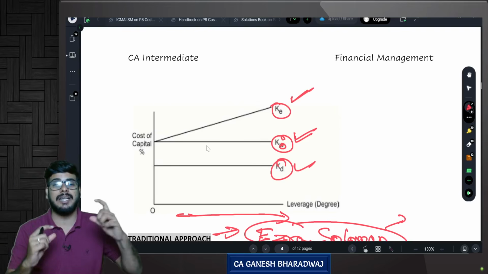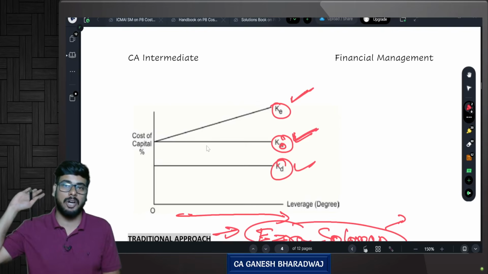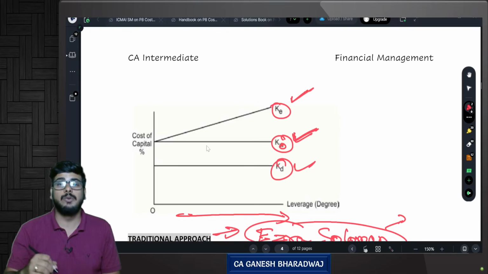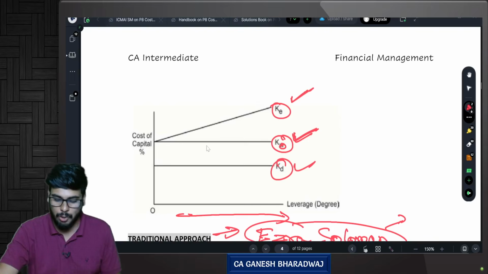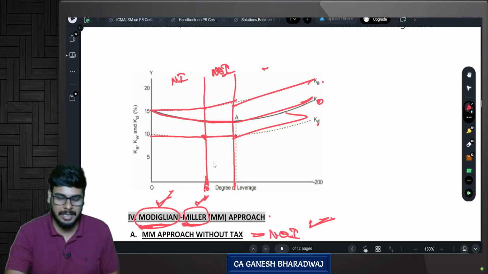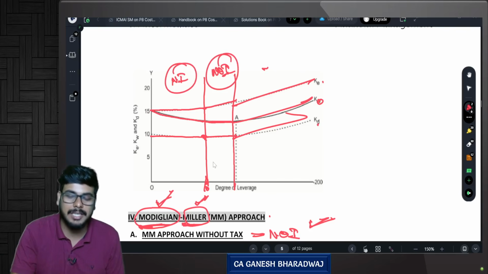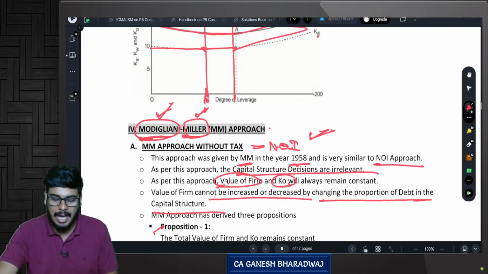But this advantage and disadvantage are exactly getting offset in such a way that your KO remains constant, unchanged. So basically, the NOI approach says that your capital structure decisions are irrelevant to the value of the firm. Then the traditional approach says it happens in 3 phases. Initial phase NI approach, then the second phase NOI approach, and in the third phase everything will shoot up, everything will increase. Are you clear with this?